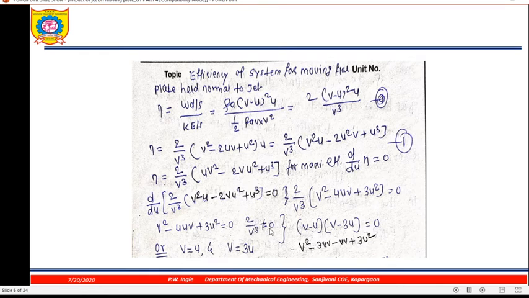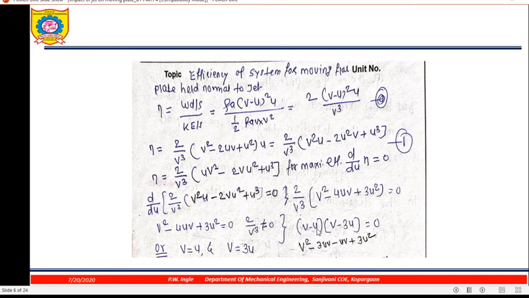Now 2 by v cube is not equal to 0. It is not possible to have a jet velocity 0. So that's why you can equate this equation to 0. So v square minus 4uv plus 3u square equal to 0. So what are the roots of this equation? (v minus u) and (v minus 3u).